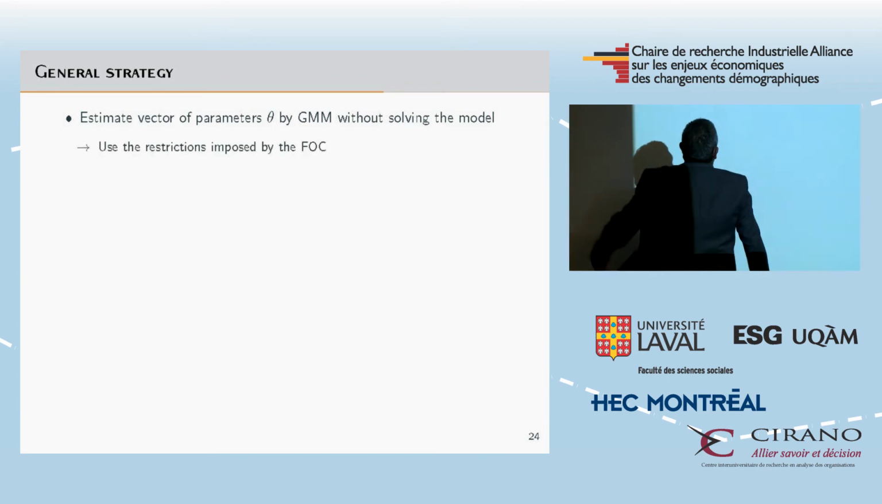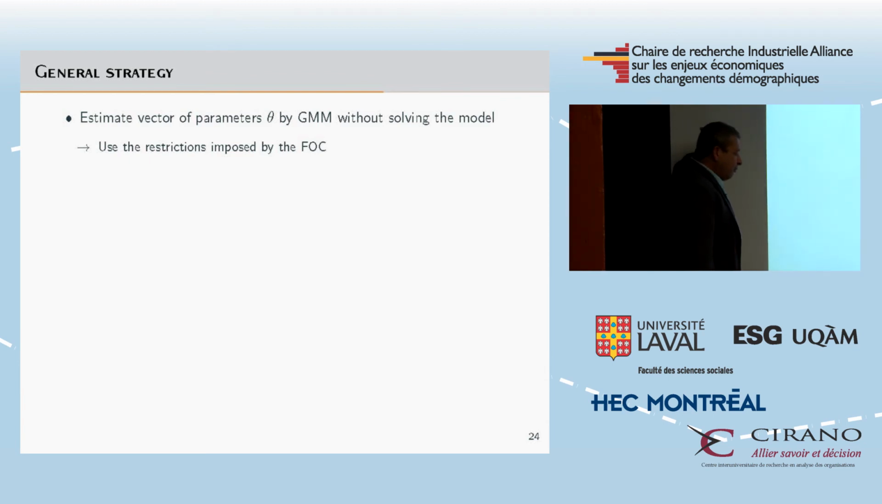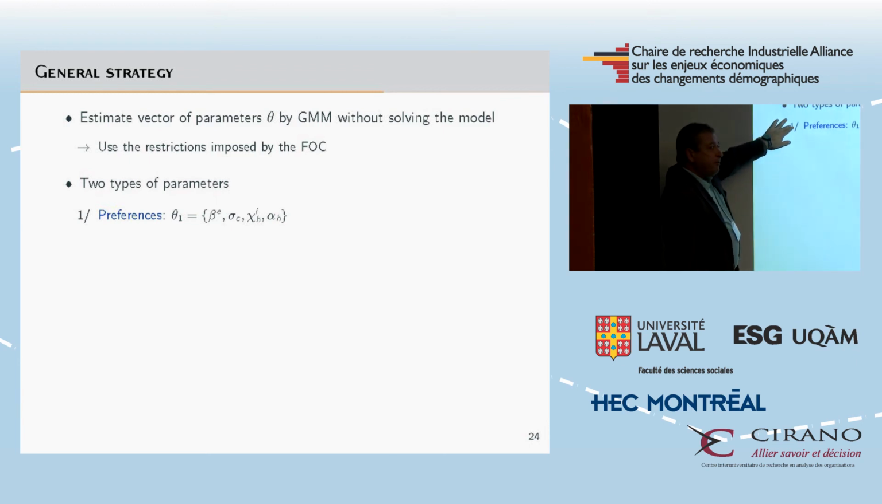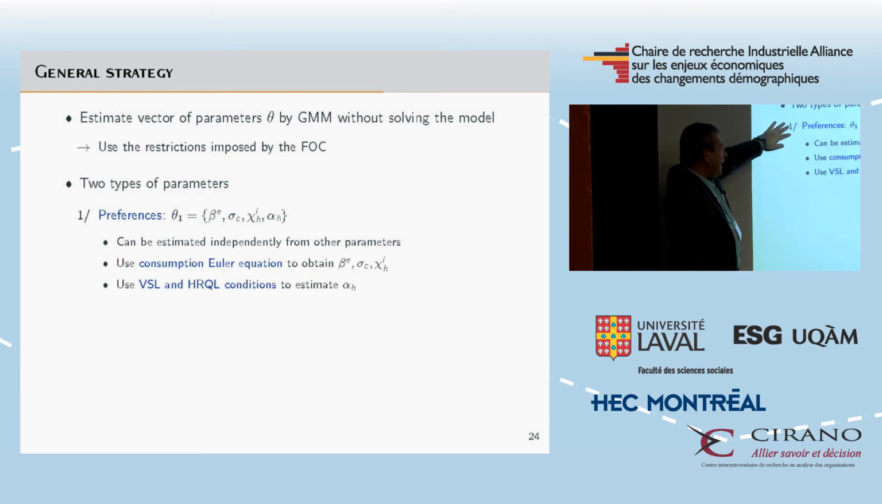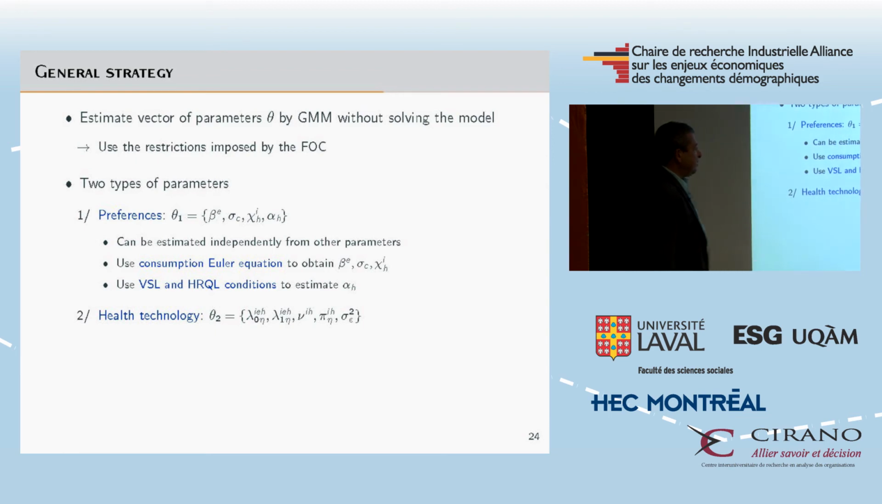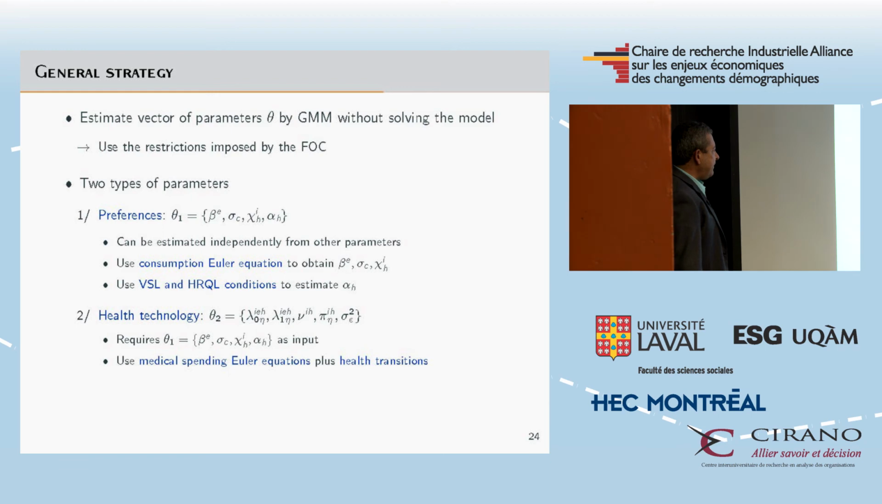That allows you to estimate without solving the model, just using the implied allocations to compute the realized value functions conditional on parameters. And there are two types of parameters: parameters on preferences, which can be estimated only from the Euler equation at the first stage, and the parameters of the health technology, which require imputing the rest.